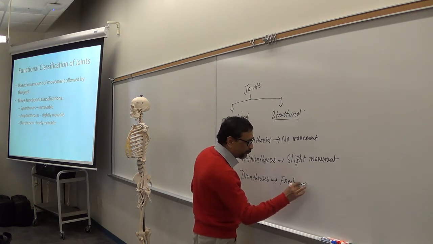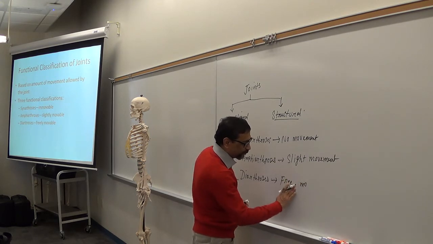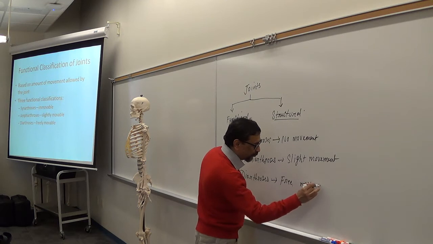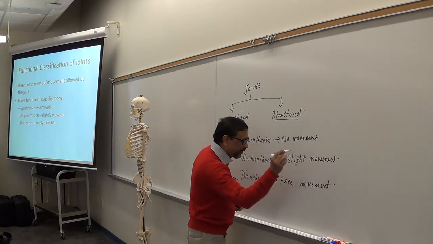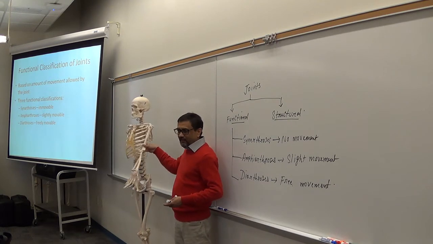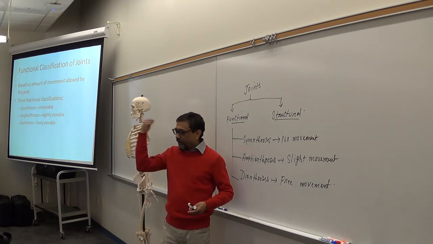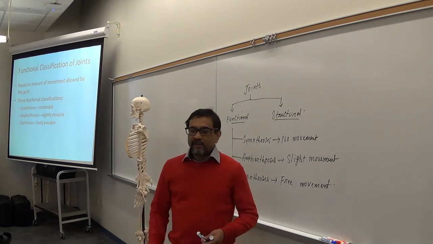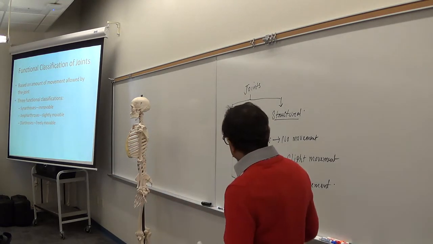Then diarthrosis, plenty of movement or freely movable, free movement. Okay, a lot of movement. Example, your shoulder joint, you can move a lot, right? Your elbow joint, you can move a lot. So, that's the functional classification.